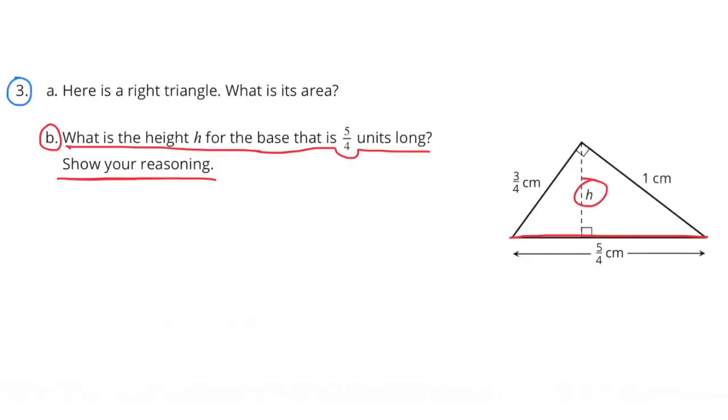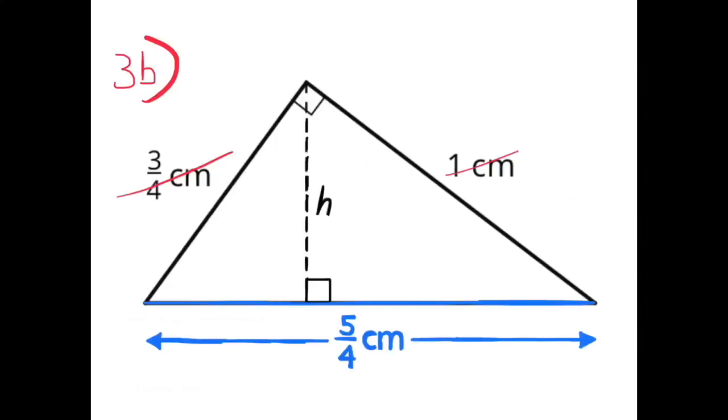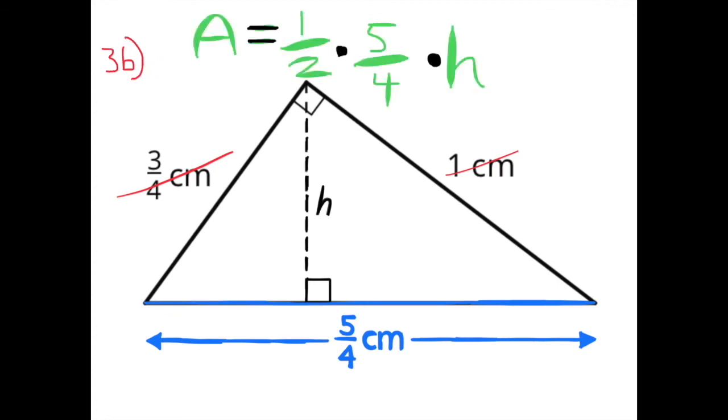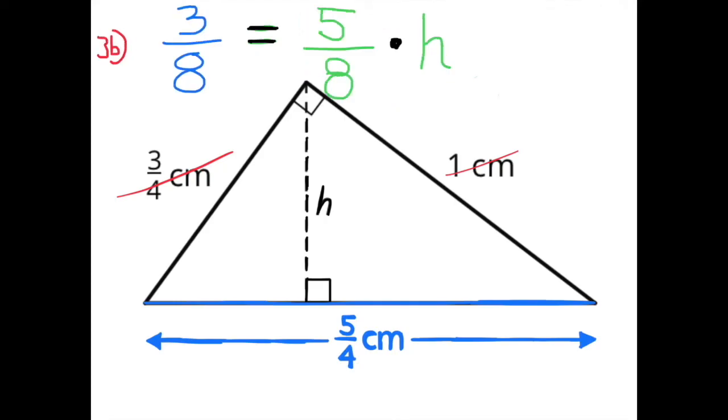B. What is the height, h, for the base that is 5/4 units long? Show your reasoning. Remember, to find the area of a triangle, you have to multiply 1/2 the base times the height. And here, the height is unknown. So we have 1/2 times 5/4 times h. We know that the area is 3/8.